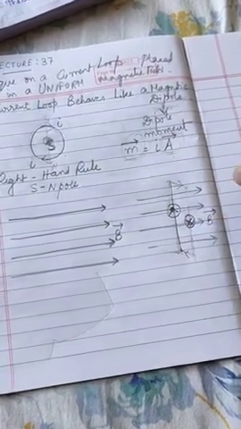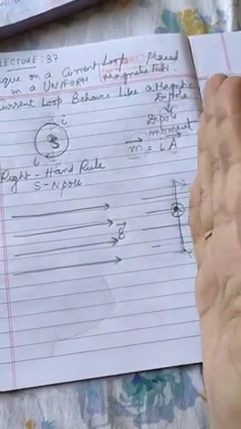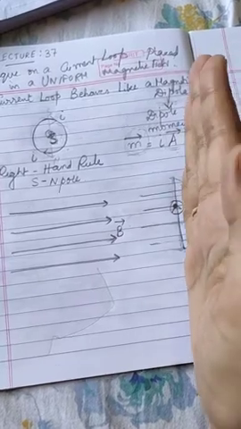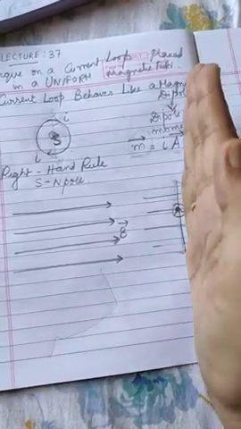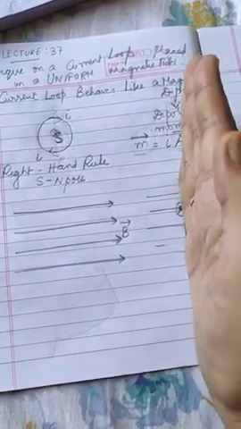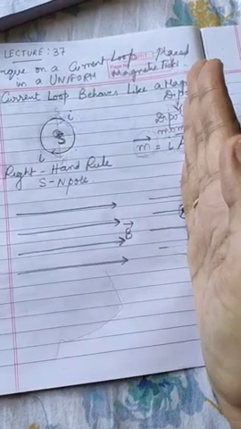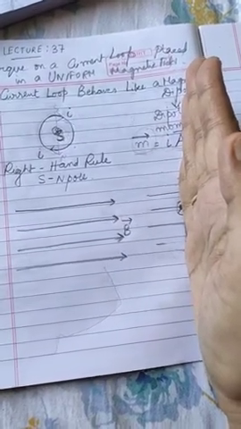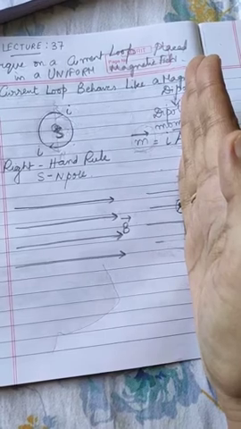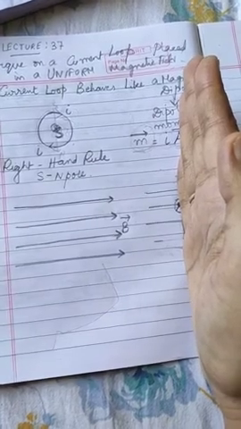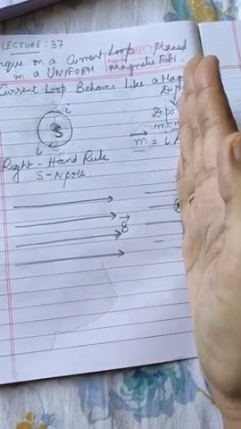So when the plane of the loop is perpendicular to the magnetic field, I'm trying to build up the concept here, then the perpendicular to the plane of the loop, which is the area vector or the magnetic moment, has the same direction as the magnetic field.